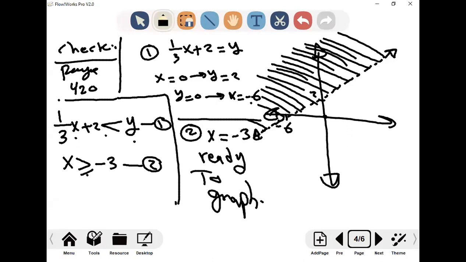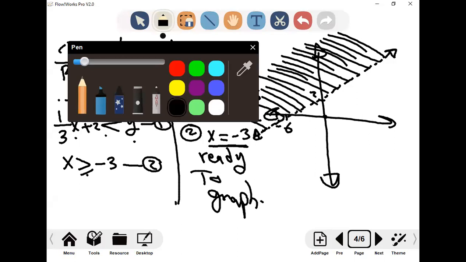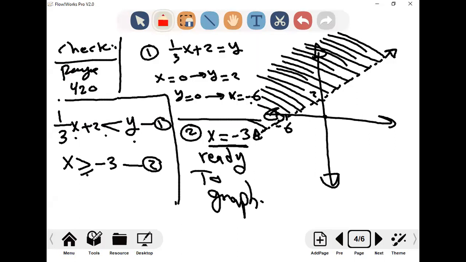Now, let's see the second one. Focus now. It is ready to graph. How do we graph x equal -3? I'll use the red mark. x equals -3. If this is -6, this will be -3. Do we have equal? Yes. So my line is a straight, perpendicular line, intersecting at -3.